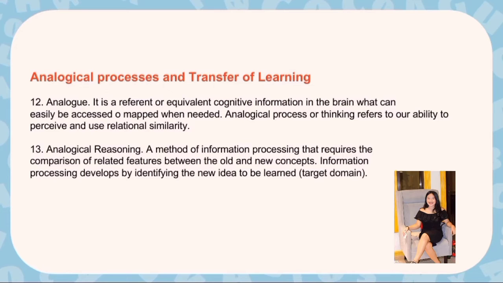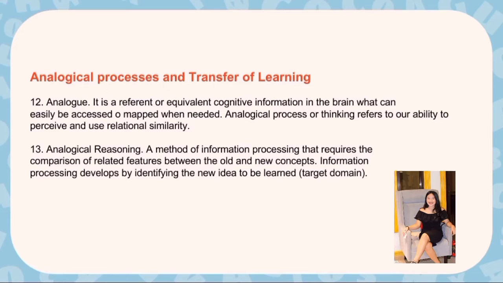Number 12, analog. It is a referent or equivalent cognitive information in the brain that can easily be accessed or mapped when needed. Analogical process or thinking refers to our ability to perceive and use relational similarity. In addition, an analog is a thing or person that is like something else in some ways. Example: a cherry is red, sweet, and is a fruit like an apple. So a cherry is an example of an analog to an apple.